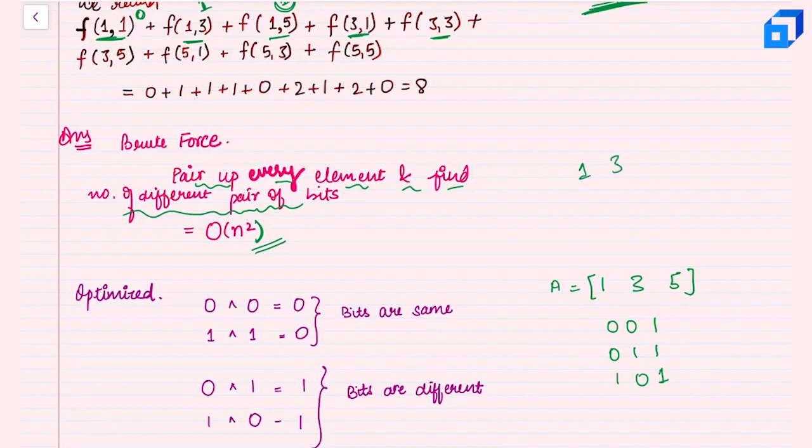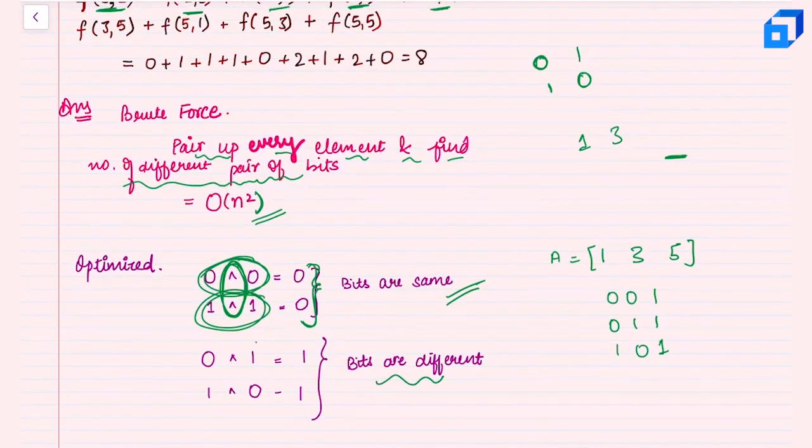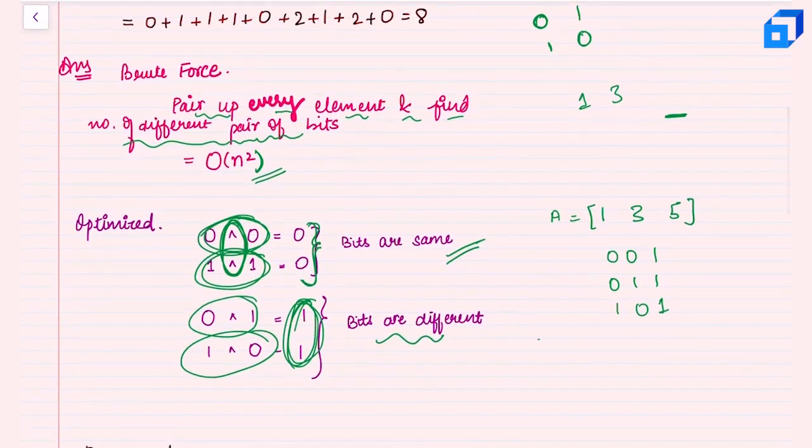For every pair, I have to check at which ith position the bits differ. Now how can I check that? If I find the XOR and I get 0, that means the bits are the same, but that is not of use to me. I want to find where bits are different. Bits will be different, 0, 1 or 1, 0, when my XOR is 1. So I'll XOR the bits and look at how many ones there are. If I had been given, let's say, 0 and 1 only.